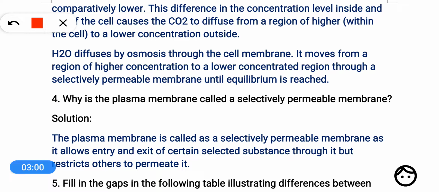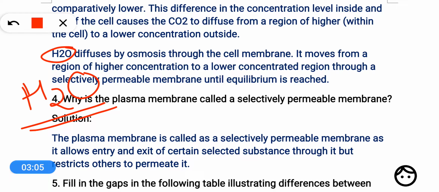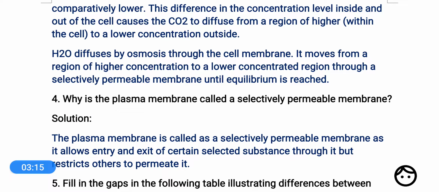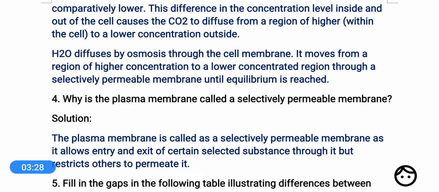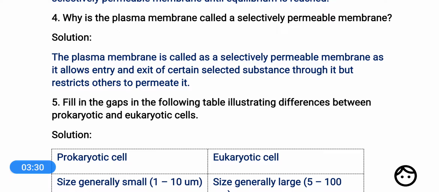Now we talk about water, H2O. H2O, water, diffuses by the process of osmosis. So diffusion of water is called osmosis across the cell membrane. Osmosis is the diffusion of water from region of high concentration to region of low concentration through a selectively or semi-permeable membrane until the equilibrium is reached. Equilibrium reached means when the amount of water becomes equal on both sides of the selectively permeable membrane.